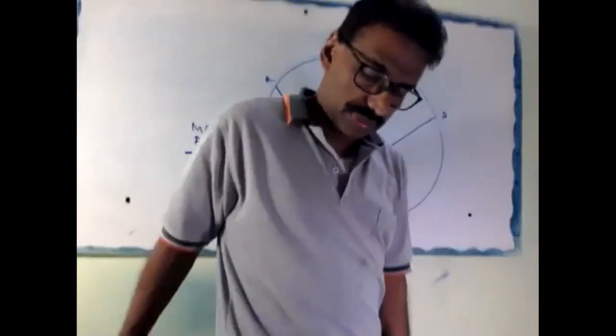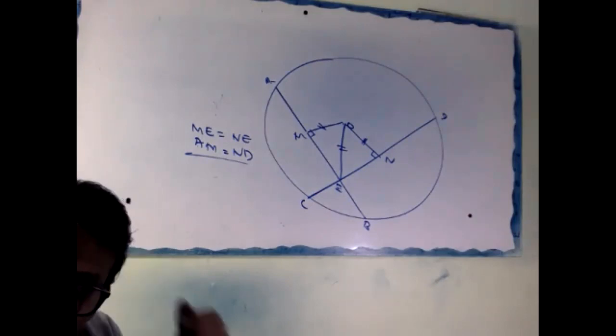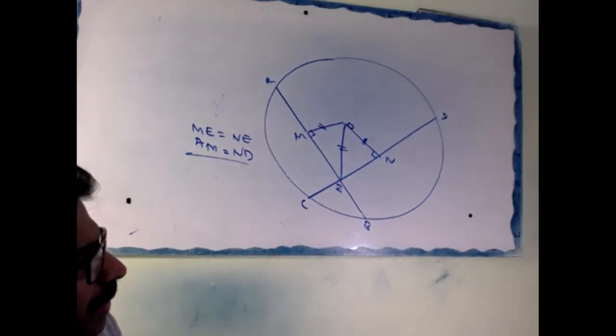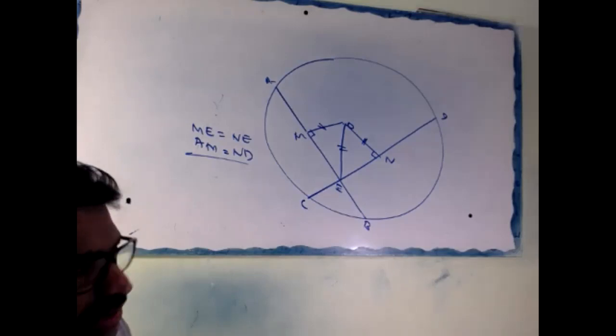Okay, I'll give a note. Okay, write down. Construction: draw OM perpendicular to AB and ON perpendicular to CD.